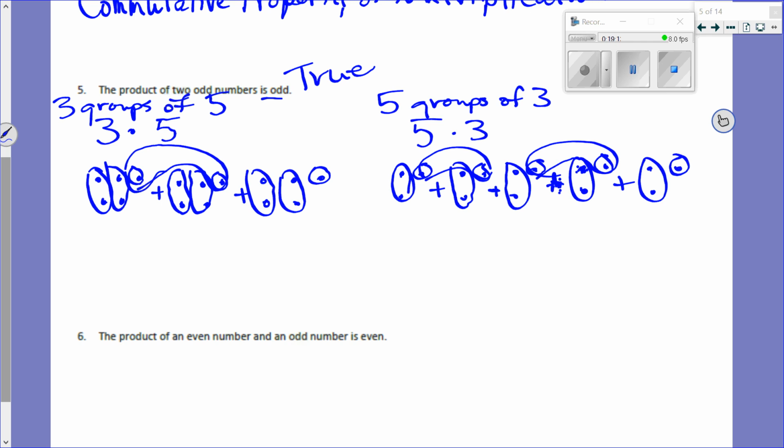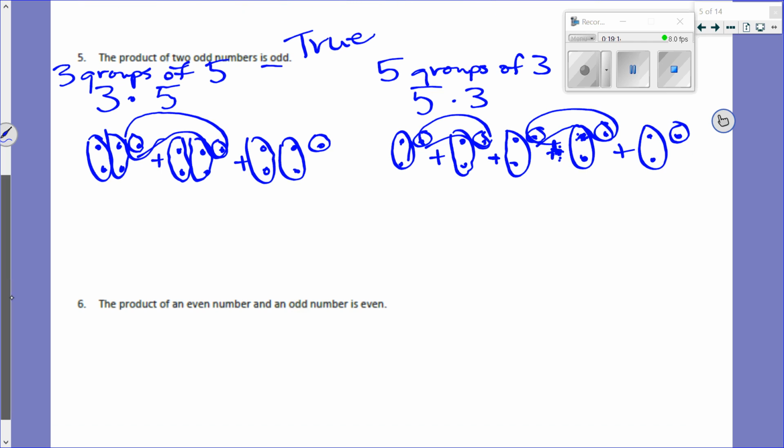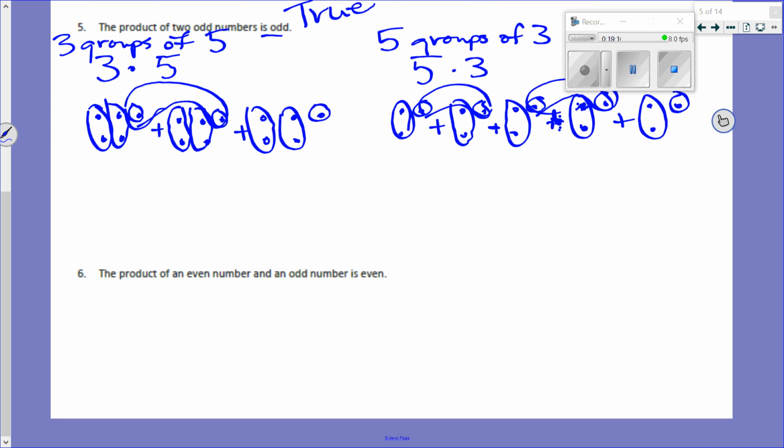So now our last one, the product of an even number and an odd number is even. Is that one true or false? True. No, false. I heard you say true first. Is it true? I think it's true. Arthur's going with true, right, Arthur? I go with false. It's true. False. Let's take a look.